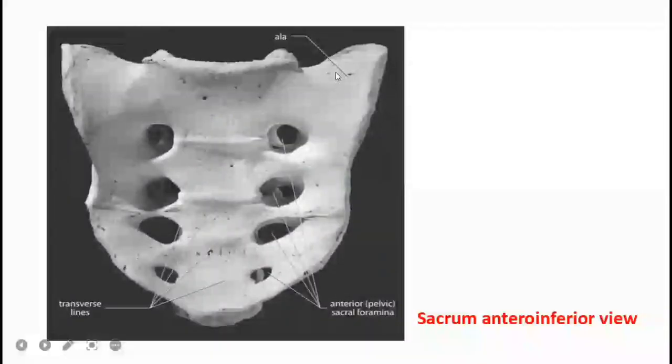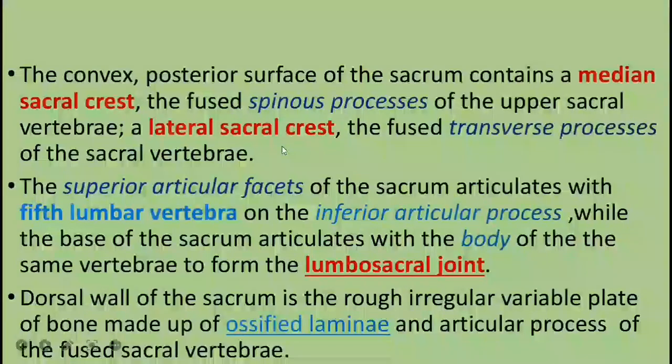Because we have the ala, which is at this level, the anterior sacral foramina. Then we have the transverse lines, of which we've been able to describe. So this is the sacrum, anterior and inferior view, and that's all about that.